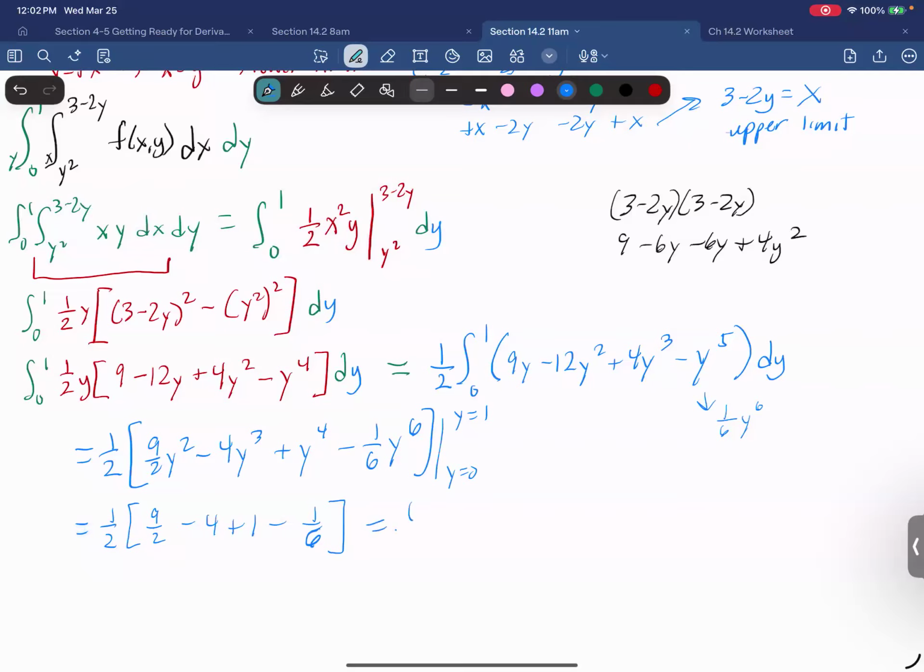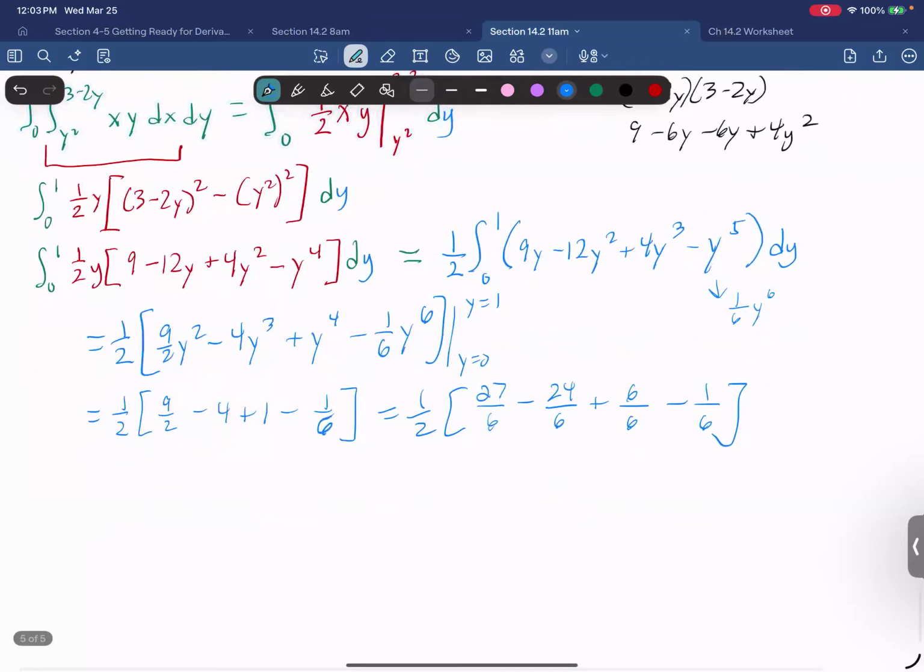All right, I don't want to get a calculator, so I'm just going to get a common denominator. This will be 27 over 6. This is 24 over 6, 6 over 6, and 1 over 6. 27 minus 24 is 3, plus 6 is 9, minus 1 is 8. I end up with 4 over 6, which is 2/3.